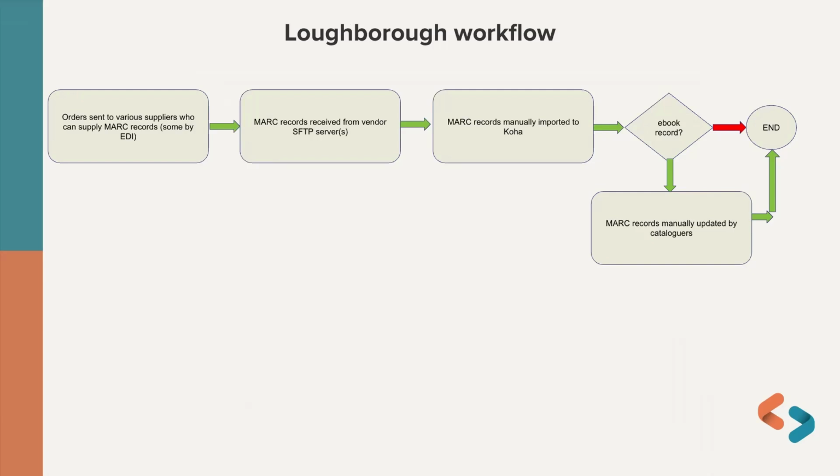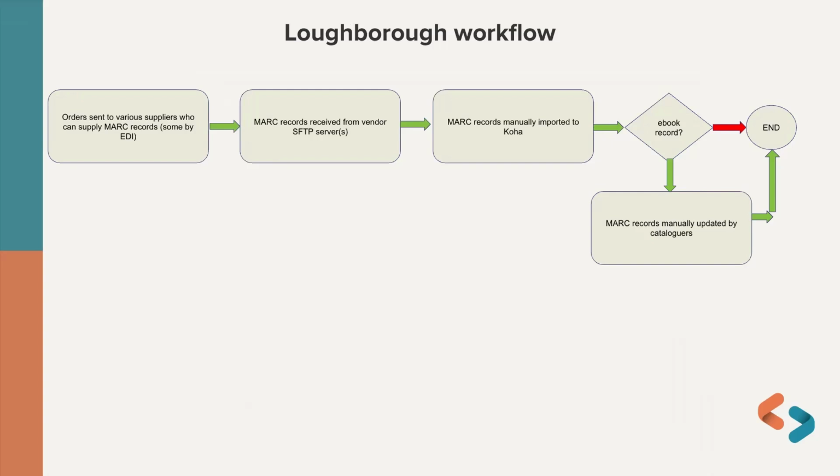So the ones that are EDI can be received from the vendor via SFTP. So you can see a bit like the BDS uses SFTP. And they then manually import their records to Koha. And if it's an ebook record, some catalogers do some updating on that, but that's basically it.